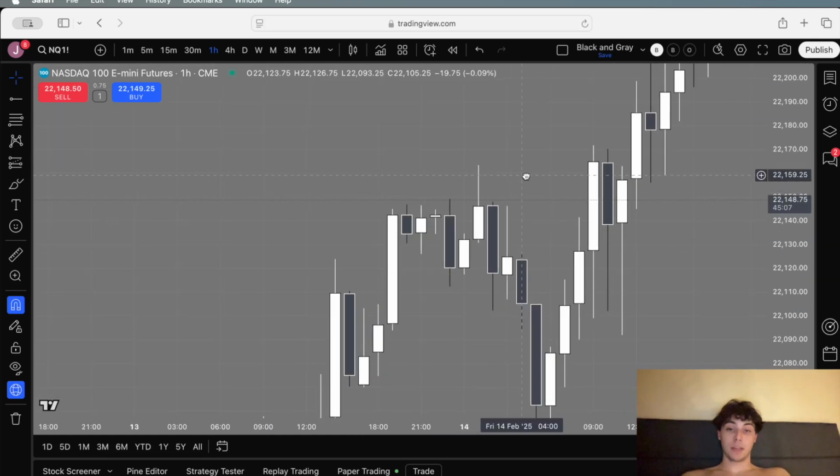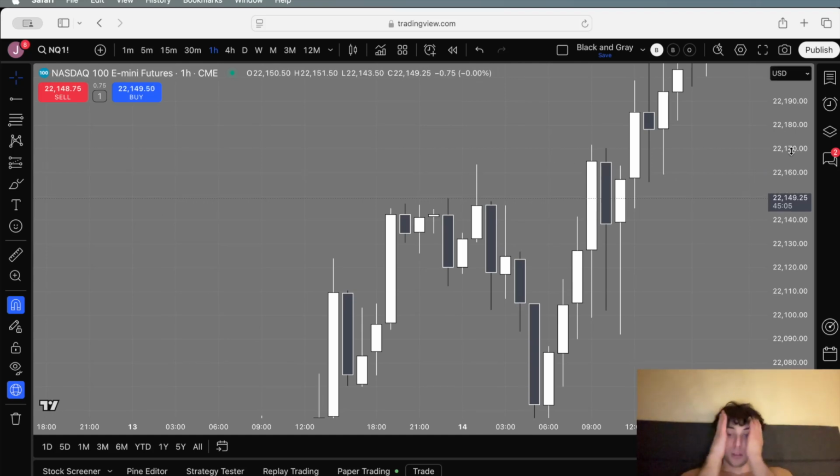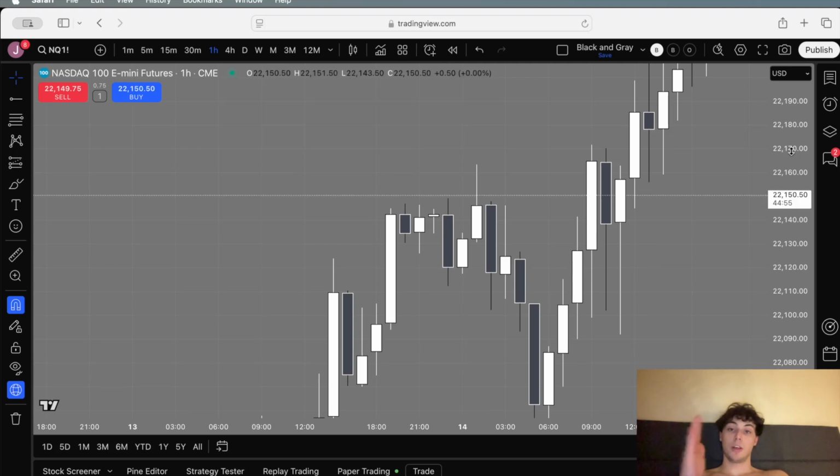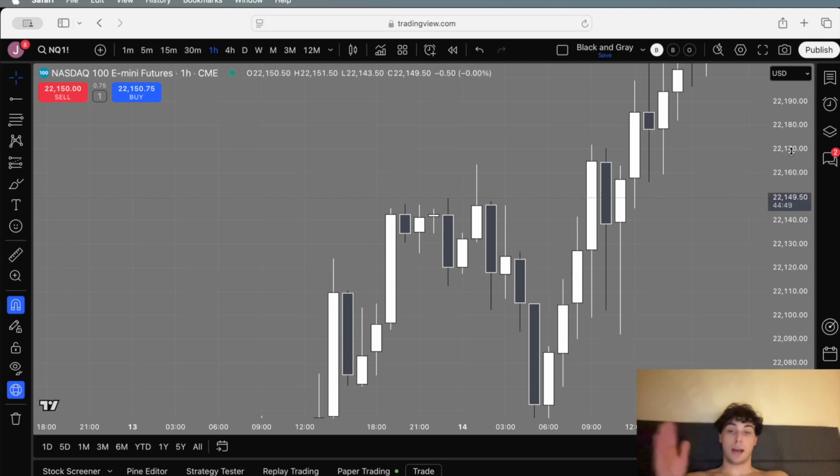Now, what is that telling you? Here's the thing that everyone should grasp. If the 1 minute breaks structure, the 5 minutes is going to break structure. If the 5 minutes is going to break structure, the 15 minutes is going to break structure. If the 15 minutes is going to break structure, the hourly is going to break structure. If the hourly is going to break structure, the 4 hours is going to break structure. Adding up the time frames. Simple.